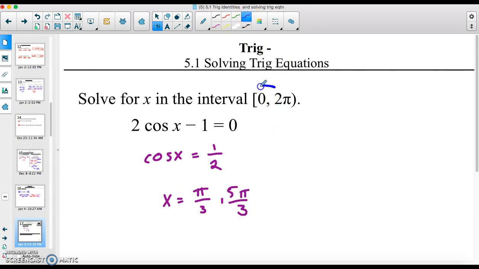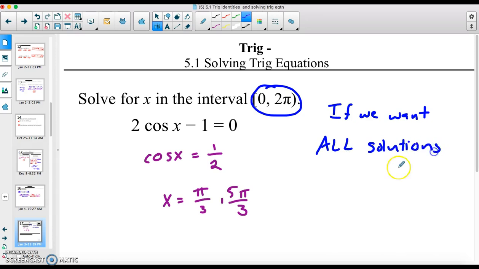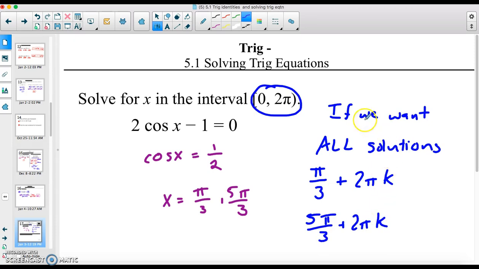If it had not given me this restriction of 0 to 2 pi, say if it had said we want all the solutions, then you would want to look at the coterminal angles to these. So coterminal means we're going to be adding or subtracting 2 pi. So for pi over 3, you'd be adding 2 pi k times, and that just means however many times you want to do it. If you want to do it 2 times, you multiply by 2. If you want to do it 3 times, multiply by 3. So k is just where you would plug in however many coterminals you want. Same with the 5 pi over 3, you would just be adding 2 pi times k. So that'd be if we want all solutions, and they didn't limit it to 0 to 2 pi.